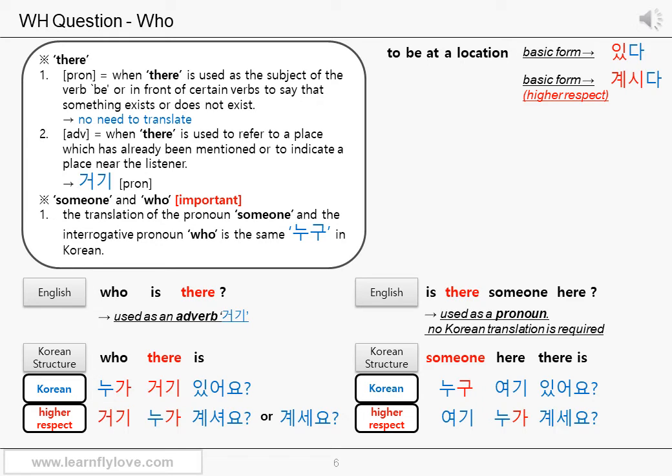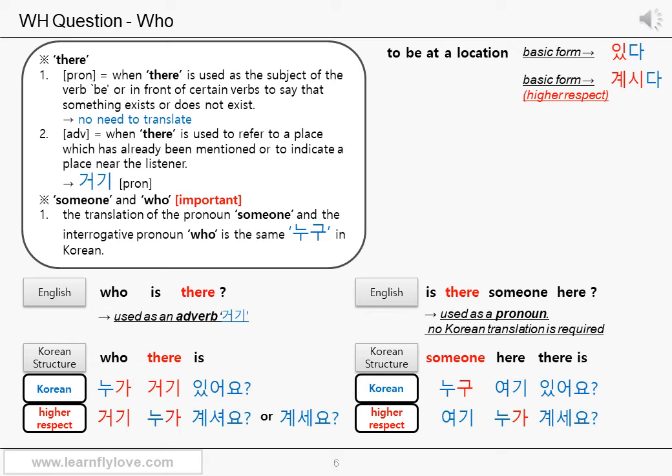Who, 누구. But this who is used as a subject of this sentence. Therefore, let's add a particle 가. 누가. It's not 누구가, right? We explained about this in the previous page. There, 거기, is. We can use the Korean predicate 있다. It's a verb, which means to be at a location or exist. 누가 거기 있어요? Who's there? 누가 거기 있어요? Okay? You can put there at the beginning of the sentence too.